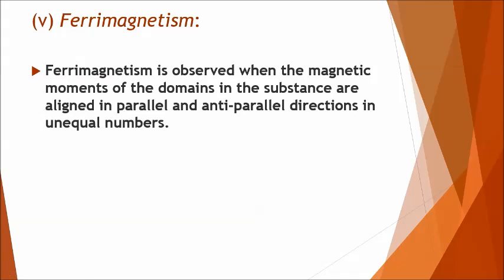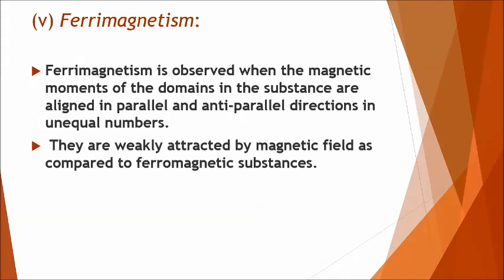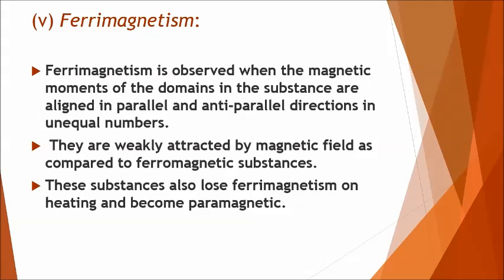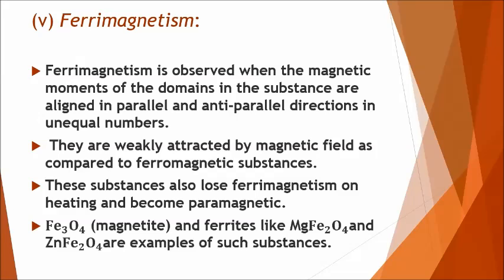Next is ferrimagnetism. It is observed when the magnetic moments of the domains in the substance are aligned in parallel and anti-parallel directions in unequal numbers. The arrangement is not regular and they are weakly attracted by the magnetic field as compared to ferromagnetic substances. These substances also lose ferrimagnetism on heating and become paramagnetic. Fe3O4 magnetite and ferrites like MgFe2O4 and ZnFe2O4 are examples of such substances that show ferrimagnetism.